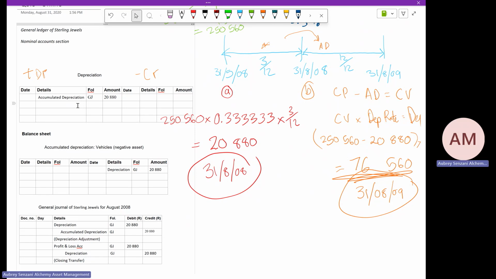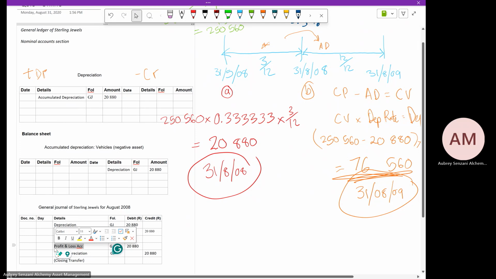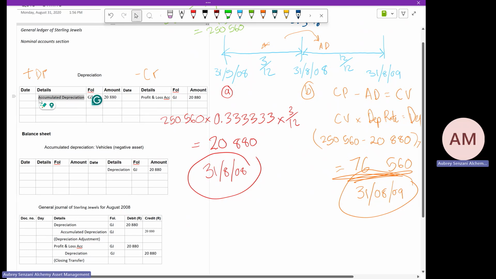So then we have to credit the profit and loss account, which is what we did over here. That would happen on this side. Plug that in there. And then 20880. Okay, we don't do anything in the accumulated depreciation because it's not an income account. We need not do anything there. And then literally we do the same thing for 2009.